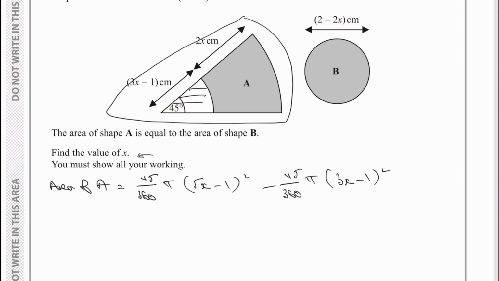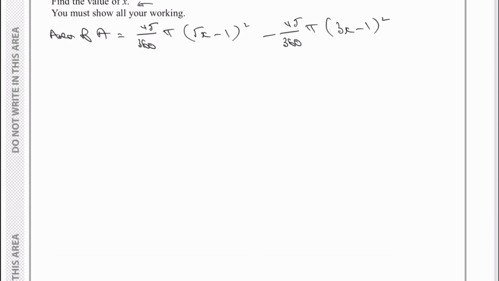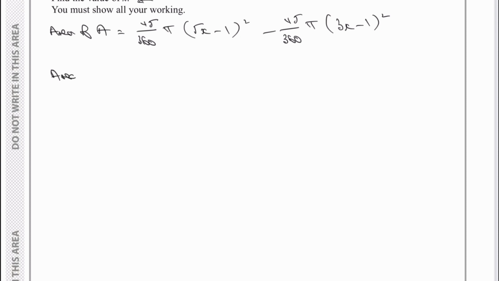Now that one's not too bad because again we're going to use pi r squared for shape B. We've got to remember that they've given us the diameter, but actually the radius is going to be equal to half the diameter, which is going to be equal to 1 minus x. So just be very careful of that. So let's have a look at what happens with area B. With area B, it's going to be pi, and then I've got r squared, which is 1 minus x squared.